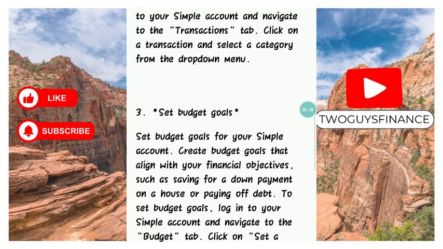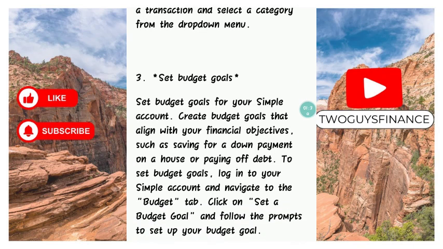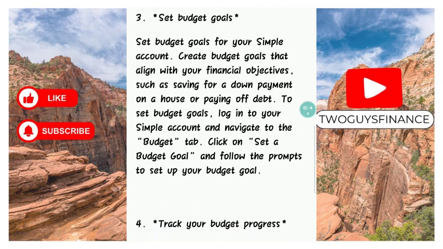You can also set budget goals. So you can set budget goals for your Simple account, and to create budget goals, you got to create budget goals that align with your financial objectives, such as maybe you're saving for a down payment on a house, or it could be paying off debt, or whatever it is. Now if you want to set up a budget goal, all you got to do is just log into your Simple account, and then you're going to navigate to the budget tab and click on set a budget goal, and just follow the prompts to set up your budget goal.